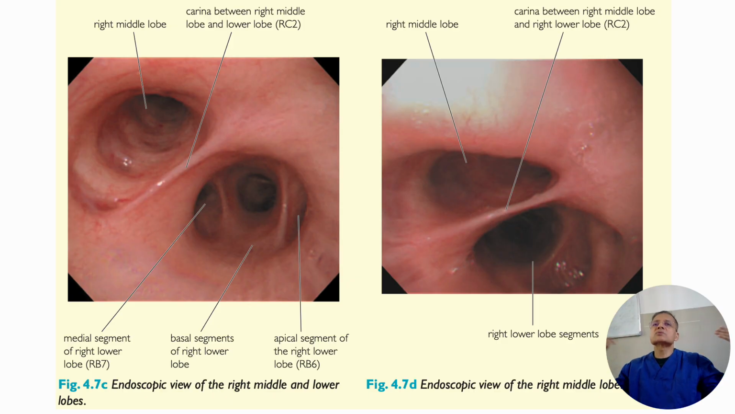And in the bronchoscope the patient finds this. So this is the anterior part, right? This is the posterior part.